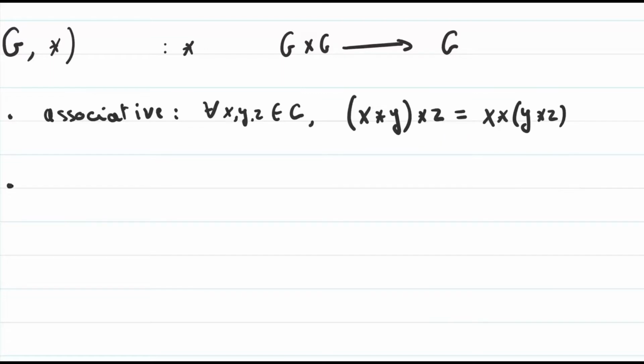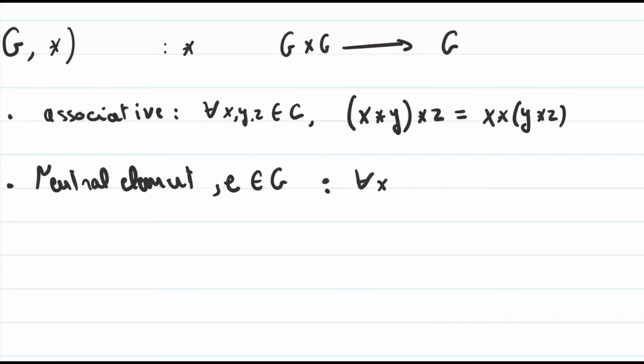The second property for a group is that it should have a neutral element. I'll call it E, in G. What's a neutral element? It's an element which has the following property. For all x in G, E star x is equal to x star E and is equal to x. So this neutral element, when you combine it with another element of G, doesn't change this last element.